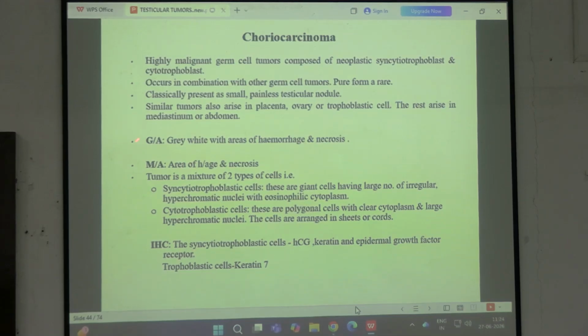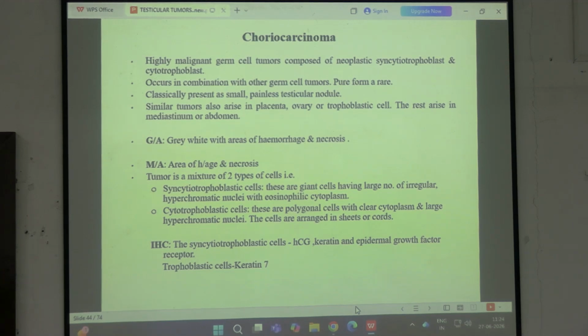Choriocarcinoma. This is a highly malignant germ cell tumor composed of neoplastic syncytiotrophoblastic cells and cytotrophoblastic cells. It occurs in combination with other germ cell tumors. I've already told you, germ cell tumors can occur as mixed subtypes. It classically presents as a small painless testicular nodule. Similar tumors also arise in the placenta, ovary or trophoblastic cells.